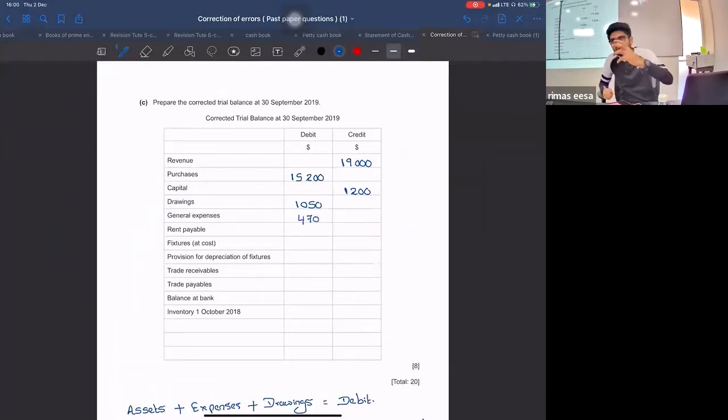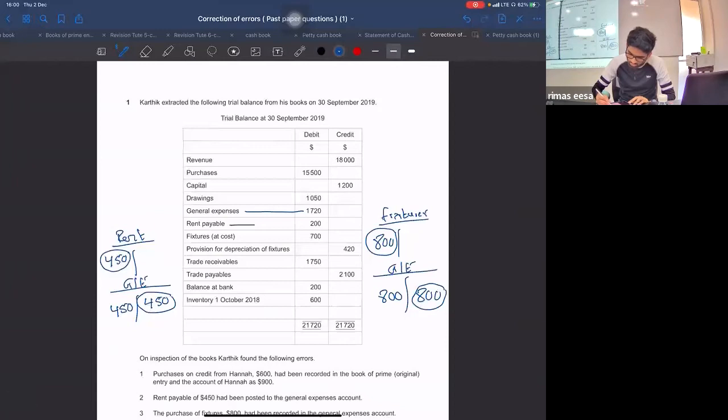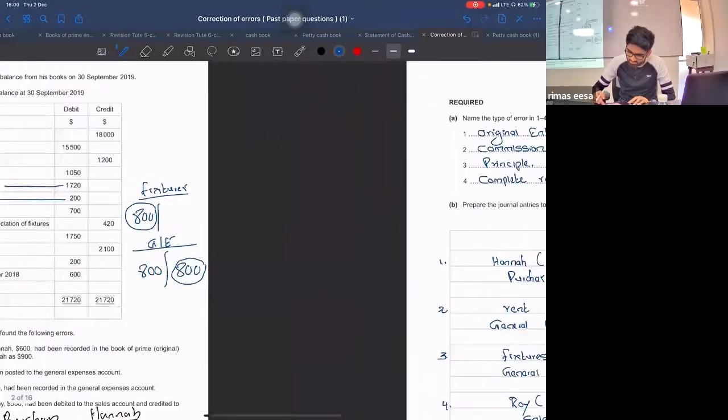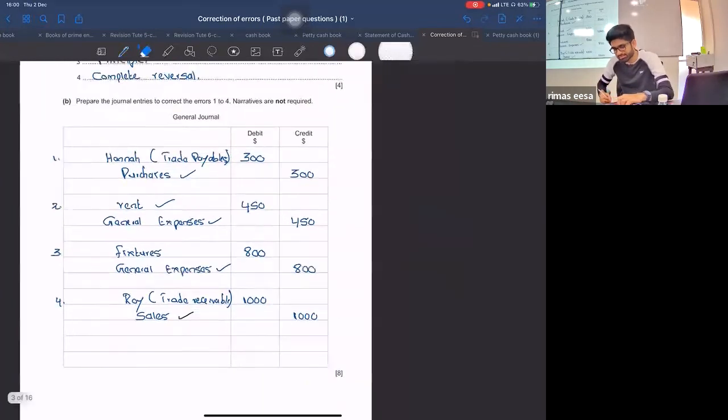Right? So the rule is if you go and enter on the same side itself, add it because the value will increase. But if you go and put it on the opposite side, you have to reduce it. Okay. Rent payable. How much is given for rent payable? 200. Did you make any adjustment to rent? Yes. 200 was given on the debit side. And you are going and debiting another 450. Value will increase. Now what will be the amount?